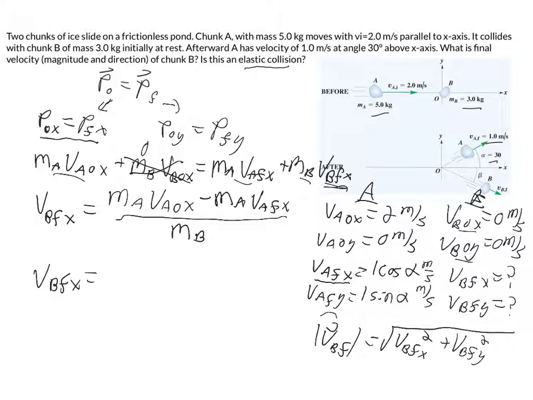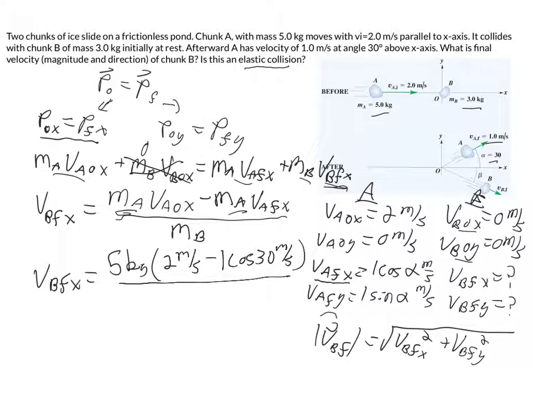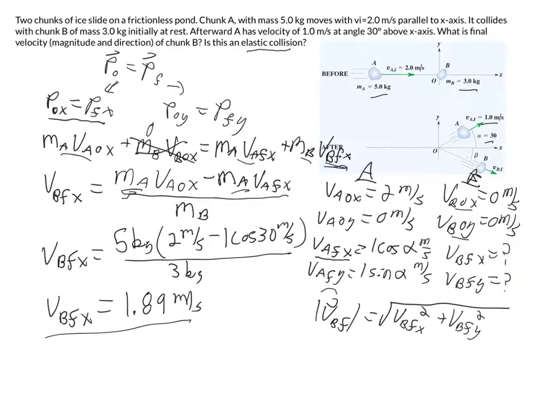So we can plug and chug. I could even factor out mass A here. So I have 5 kilograms multiplied by velocity of A initial in the X, which is 2 meters per second, minus 1 times the cosine of 30 meters per second, and divide all of that by the mass of B, which is 3 kilograms. And if I did my math and my algebra correctly, VB final in the X should come out to be approximately 1.89 meters per second. Boom. All right, sweet. So that's our X component.